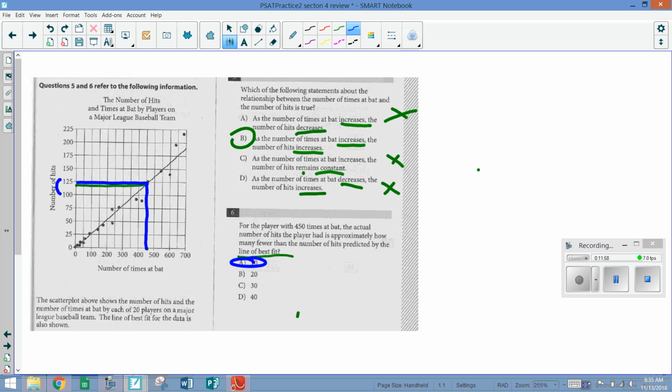Okay, let's clarify that one more time. The line of best fit is 125, correct? Yes. But 450 is on this point.